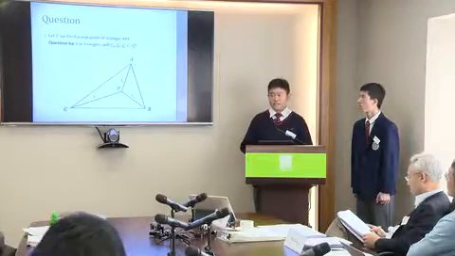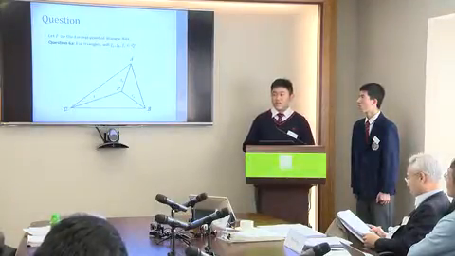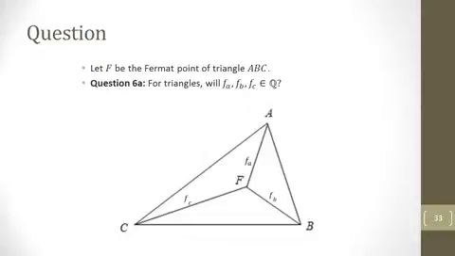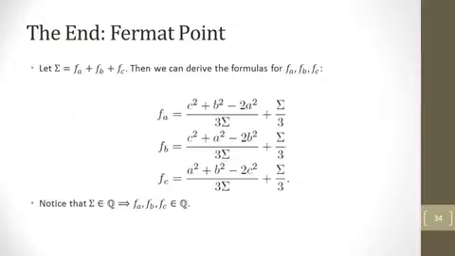We first let F be the Fermat point of triangle ABC. The Fermat point of a triangle is defined as a point such that FA plus FB plus FC is minimized. And we ask for triangles with the values of F being rational. We first let sigma equal the sum of the three lengths. Then we can derive the formulas. And note that sigma being rational implies that the values of F are rational.